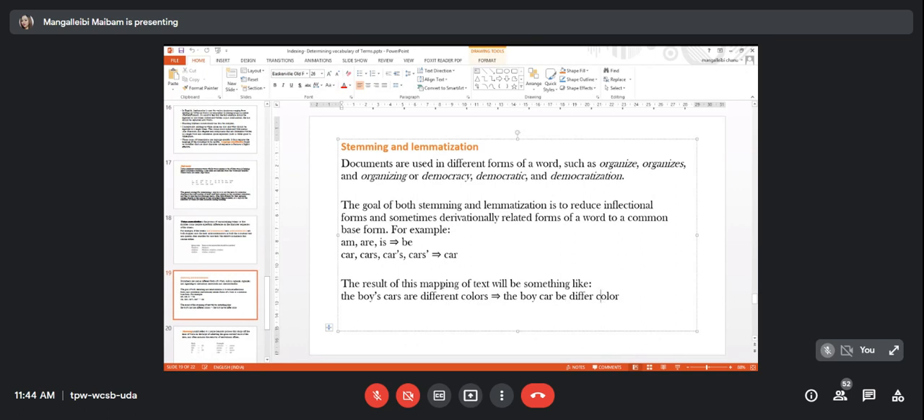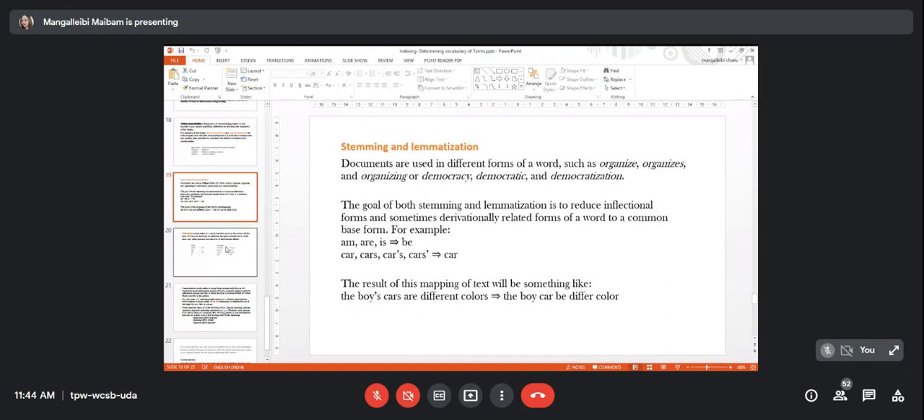So the result of this given statement, after we perform the mapping of the terms, we may get a result like this: the boy car be differ color. Okay, so we may get a result like this.